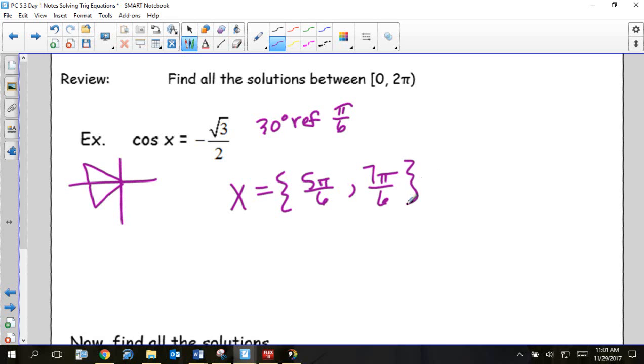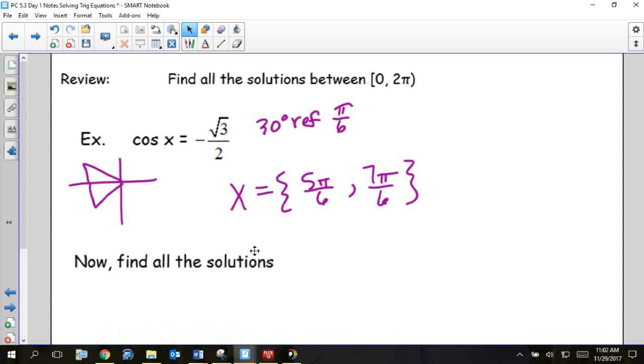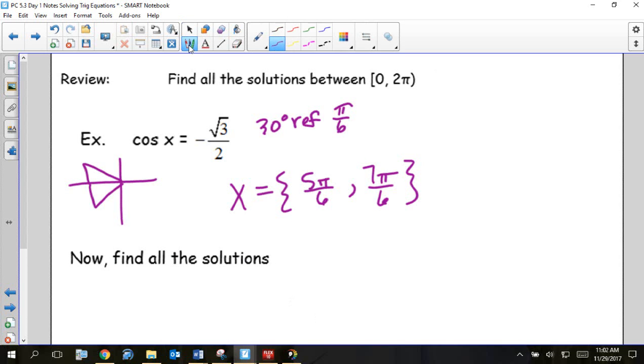If you're ever asked to find all the solutions, not just between 0 and 2 pi, but if it specifically just says find all the solutions, how can we do that? Here's one of them at 5 pi over 6. Where would another solution be besides 7 pi over 6?